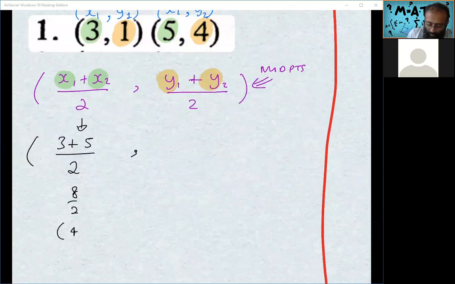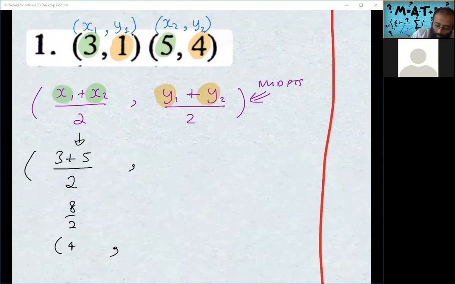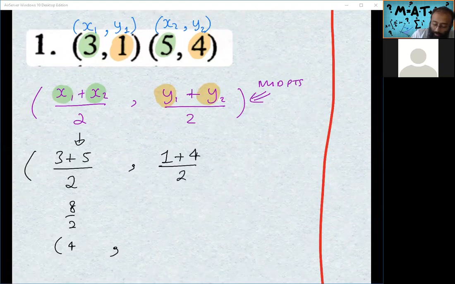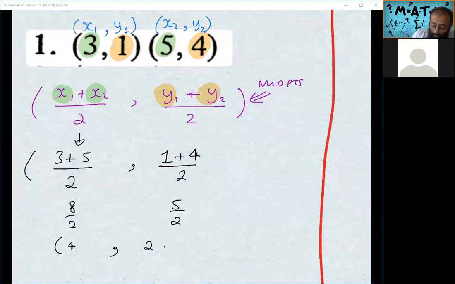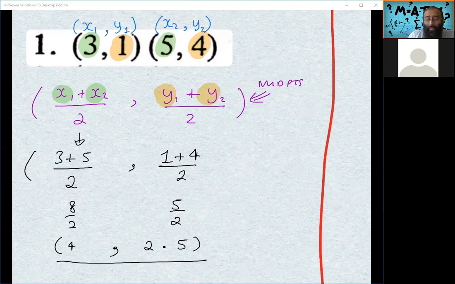Okay, good. And what about the y1 and the y2? So it's 1 and 4. And then? Which equals 5. Then you divide it by 2. And then that would give you 2.1. 2.5. Yeah, 2.5.